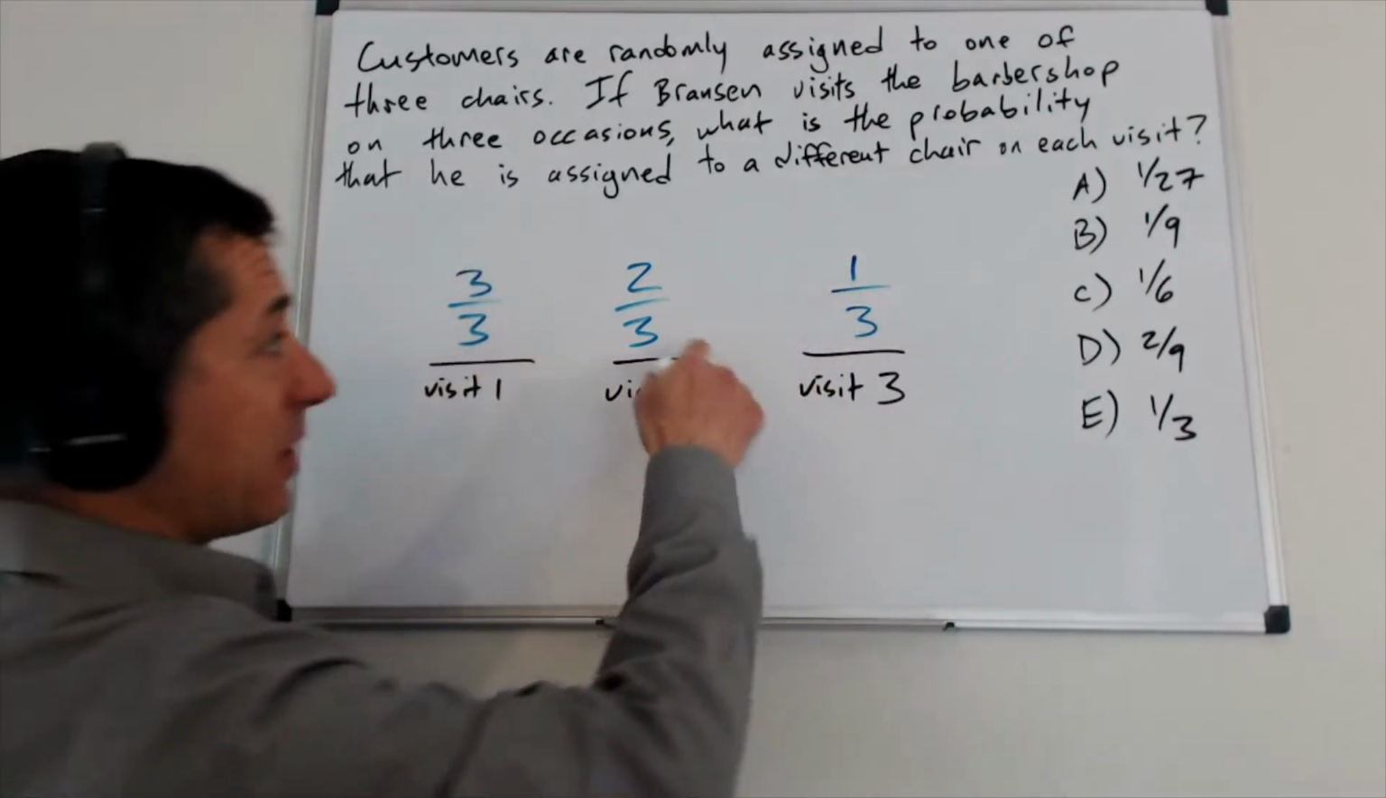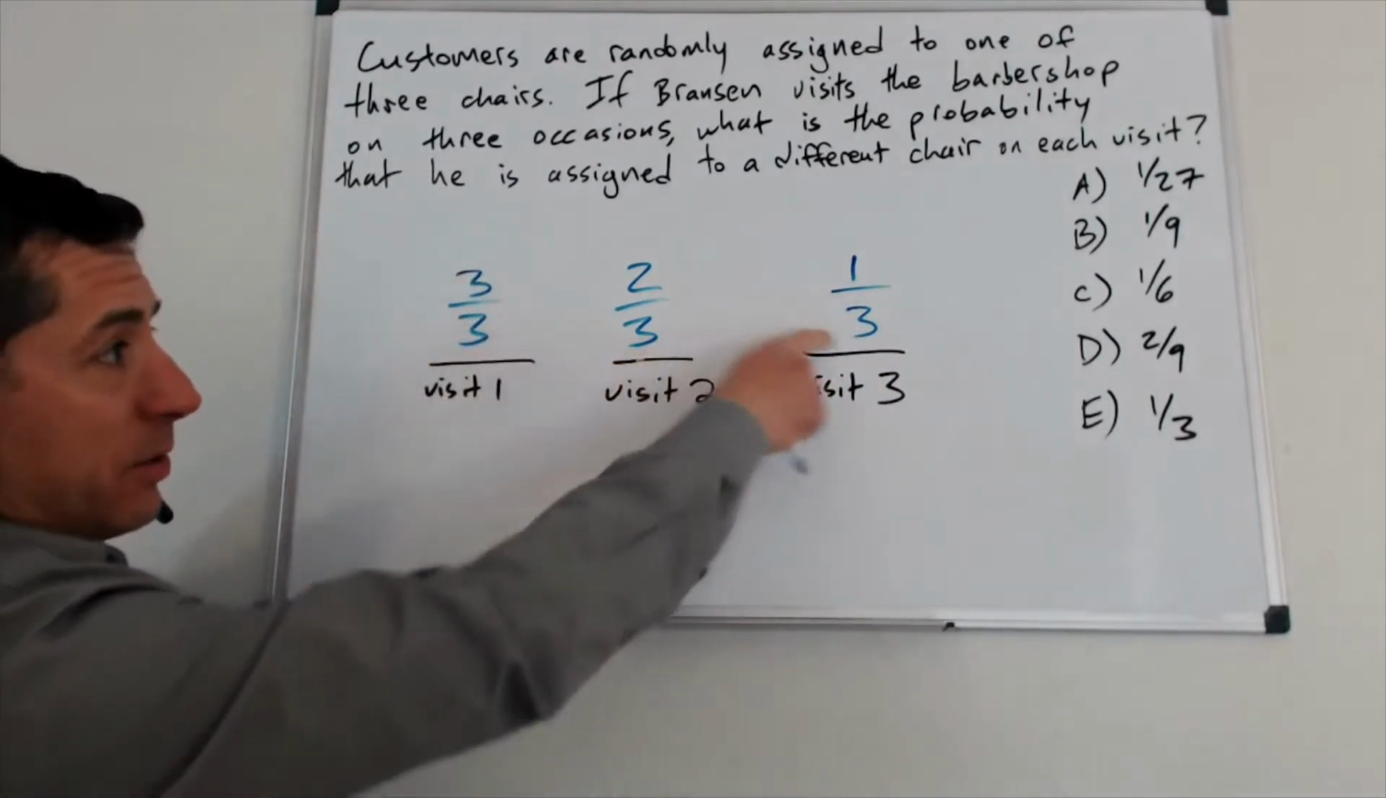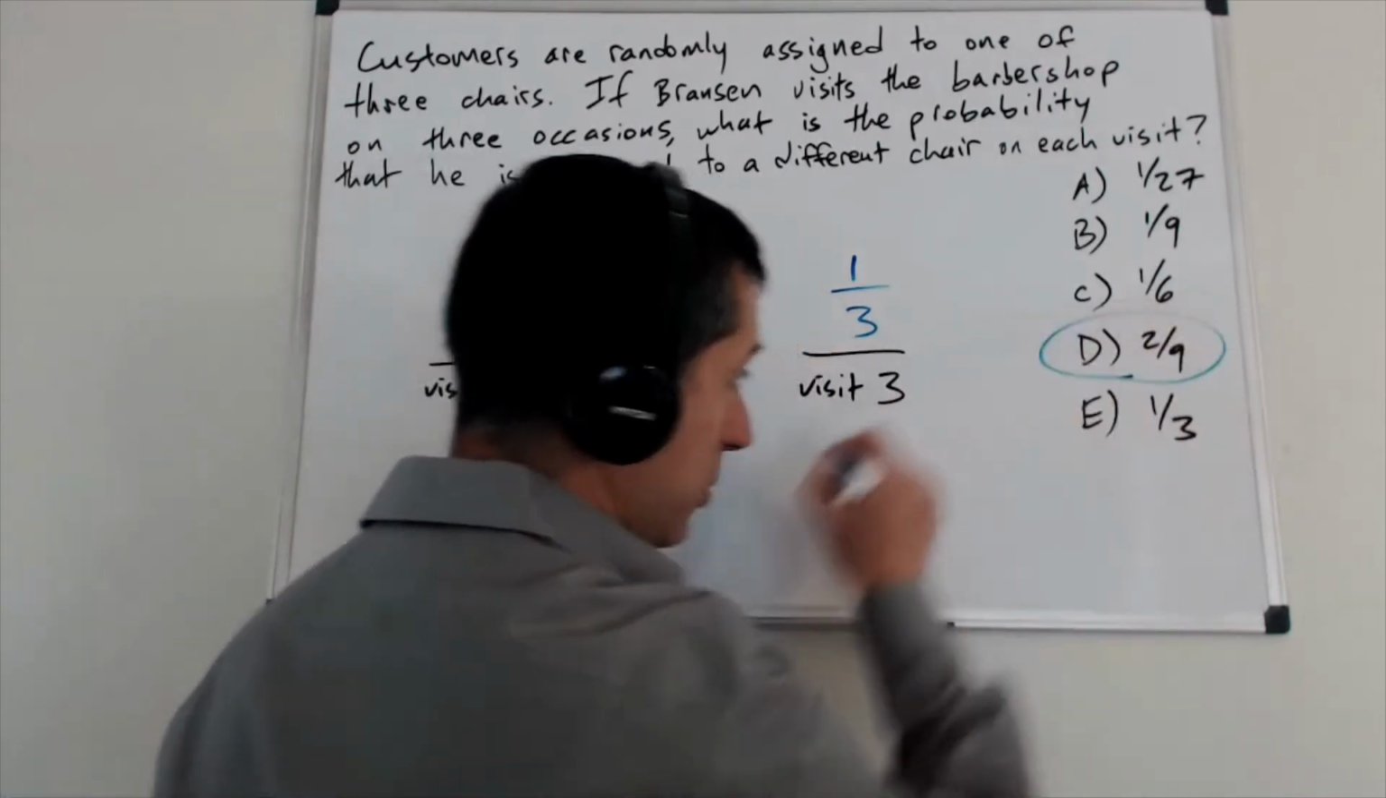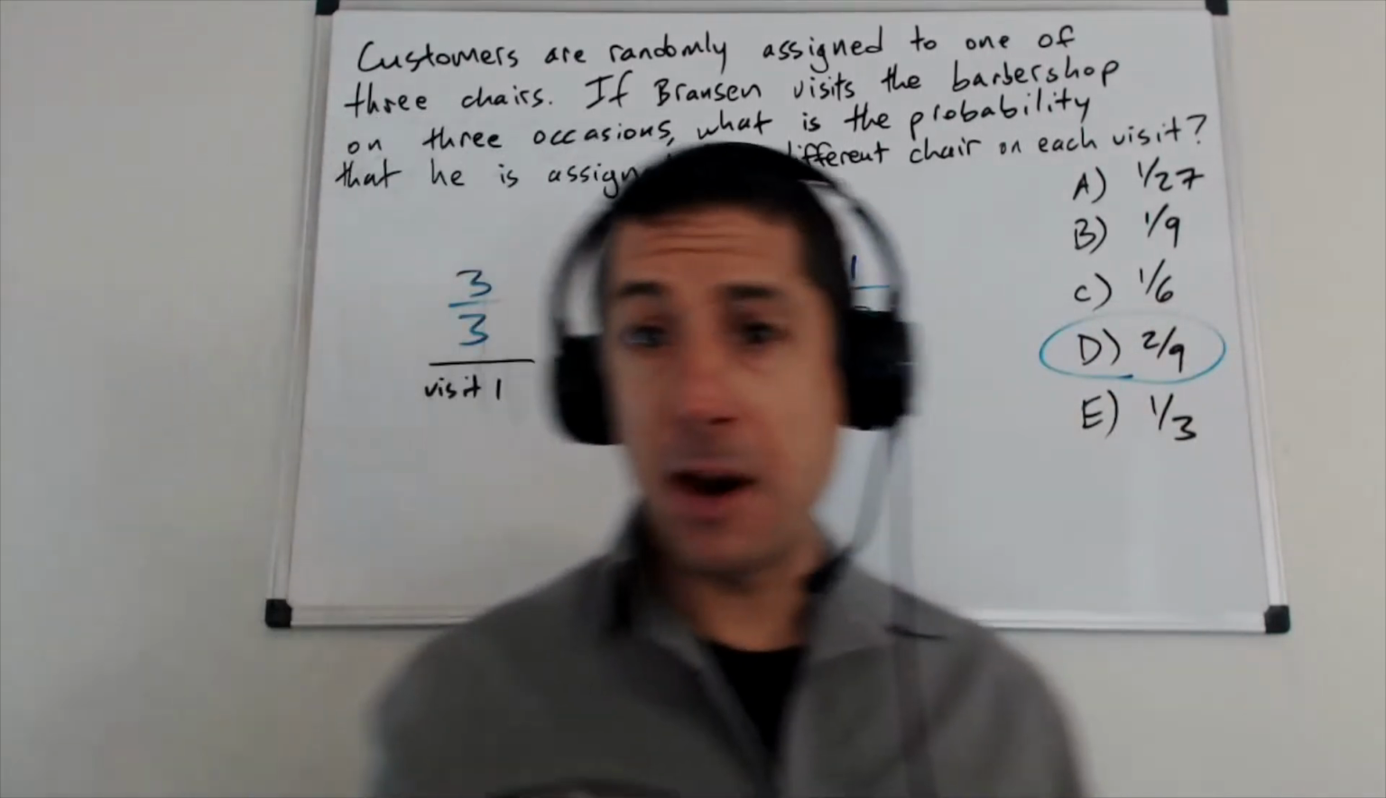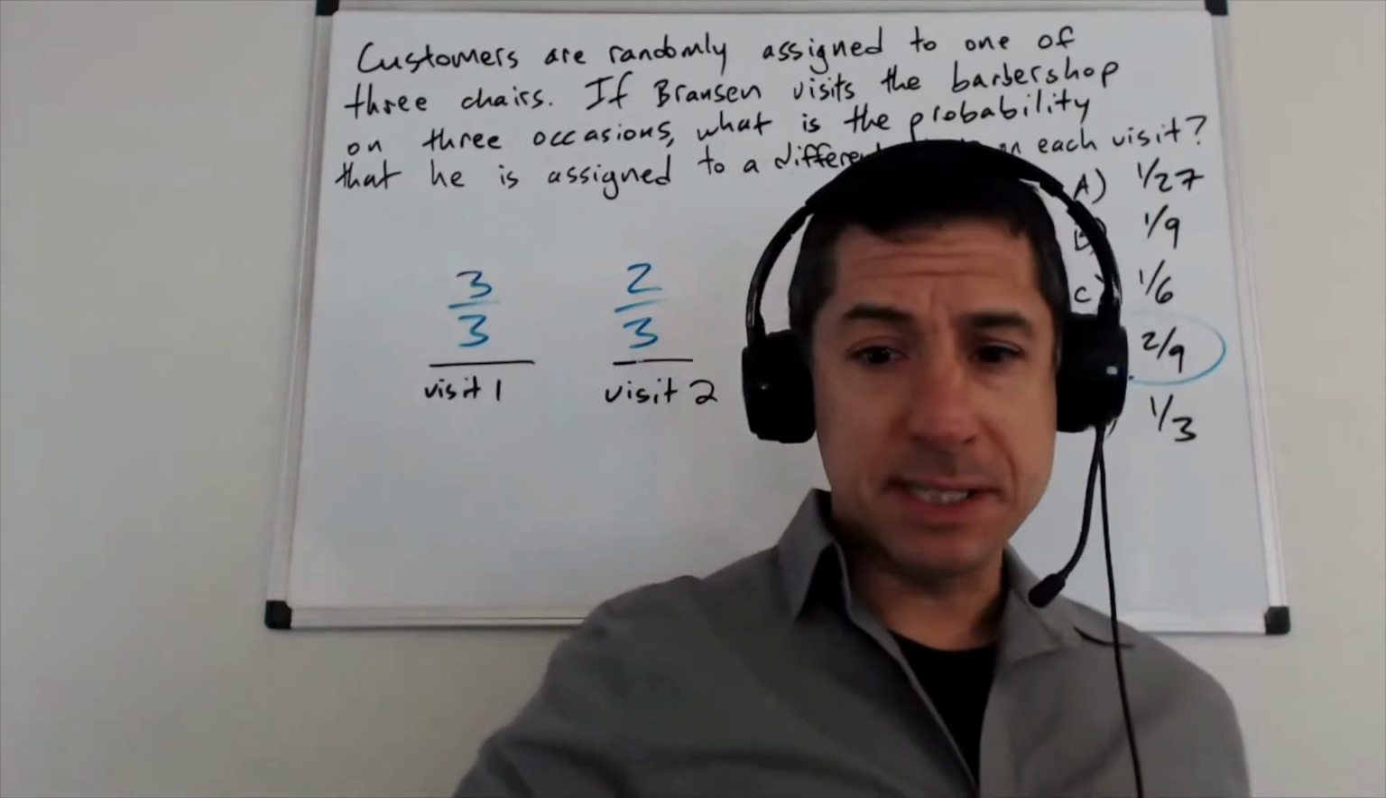Multiply these together. So this is just 1 times 2/3 times 1/3, which gives you 2 over 9. And that's it. All right, one more warm-up level question, and then we'll start ramping this up a little bit.